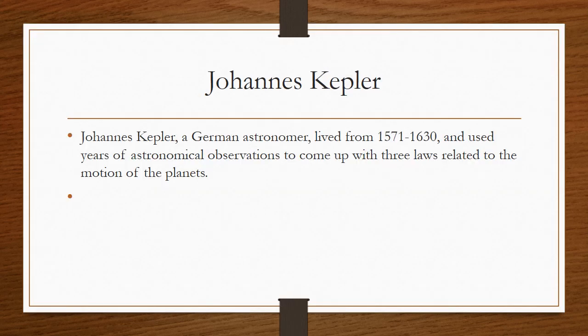A little bit about Johannes Kepler. He was born in 1571 and lived till 1630. He was a German astronomer, and he used years of astronomical observations from his predecessor, Tycho Brahe, to come up with 3 laws of motion that describe the motion of all the planets.